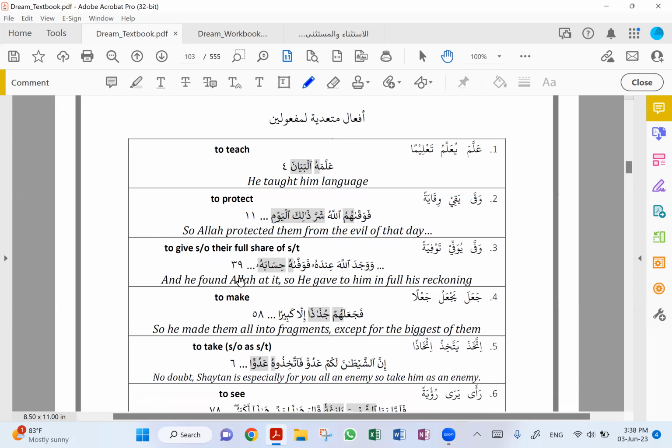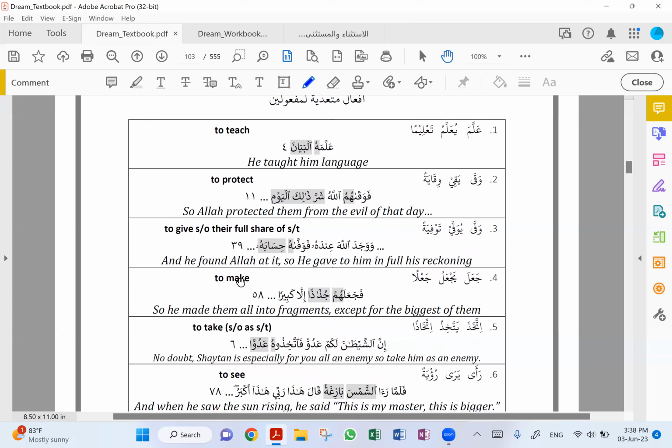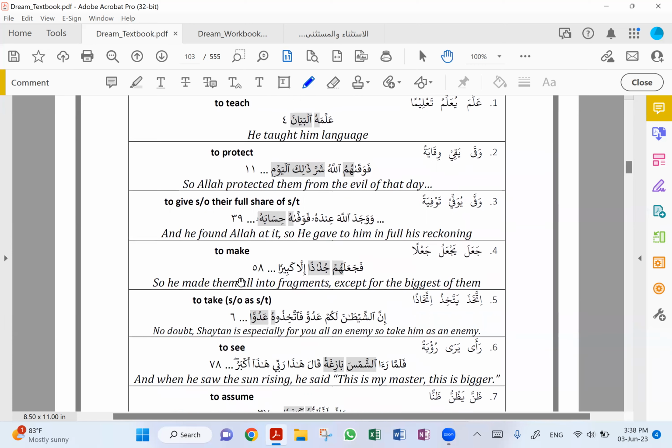Alhamdulillah. Okay, so علم يعلم تعليما. That's one of the words. Then وقى يقي وقاية, which means to protect. The word taqwa actually comes from this same root. So to protect you from what? For example, in this ayah, فَوَقَاهُمْ اللَّهُ شَرَّ ذَلِكَ الْيَوْمِ, Allah protected them from the evil of that day. So you have those two maf'uls over there.